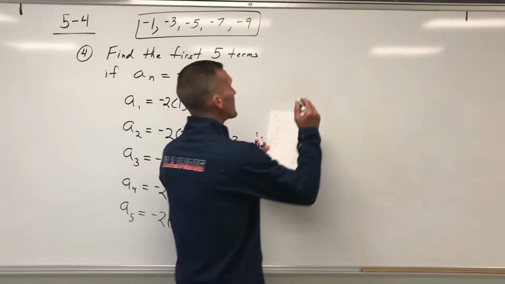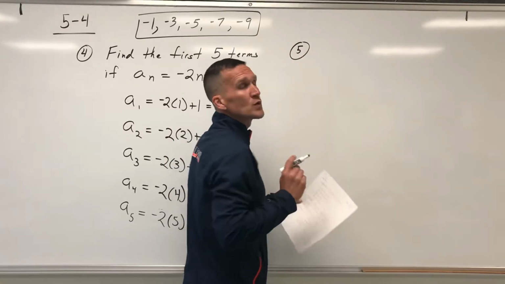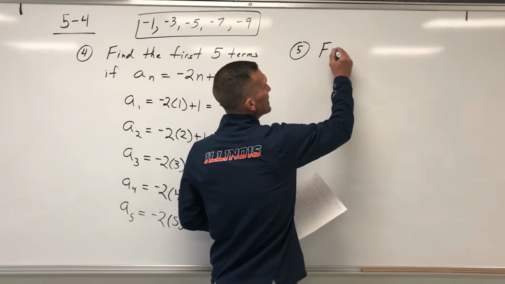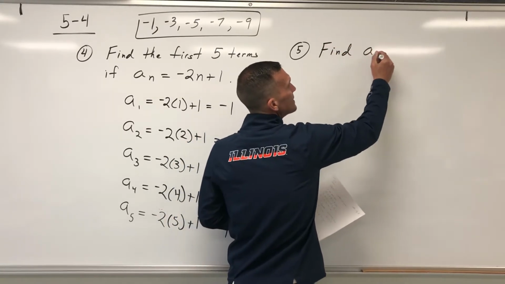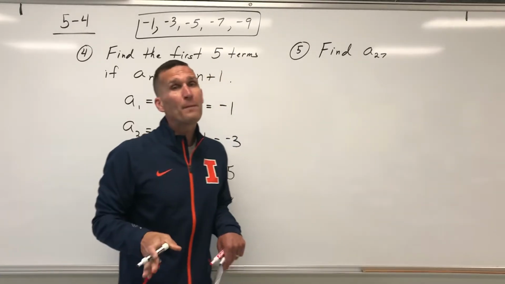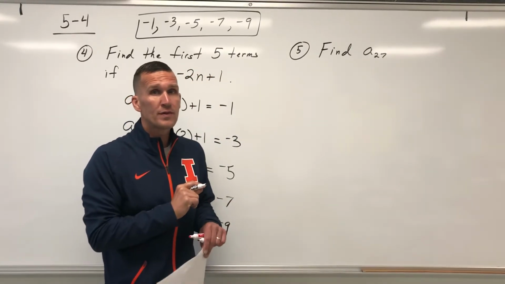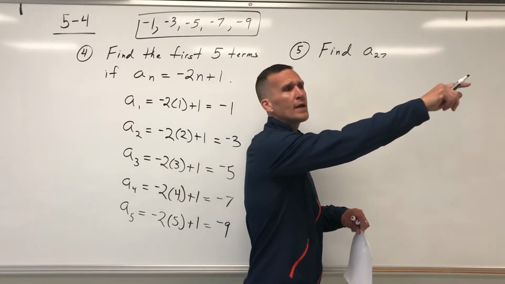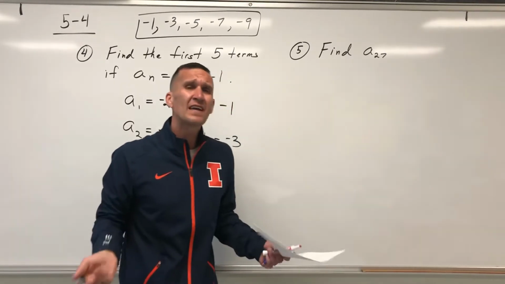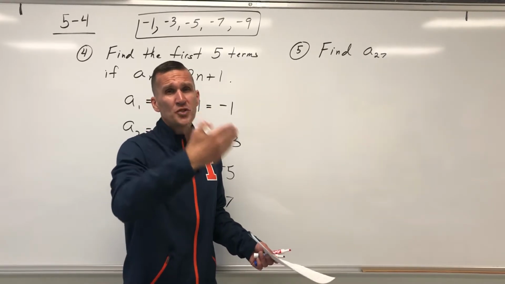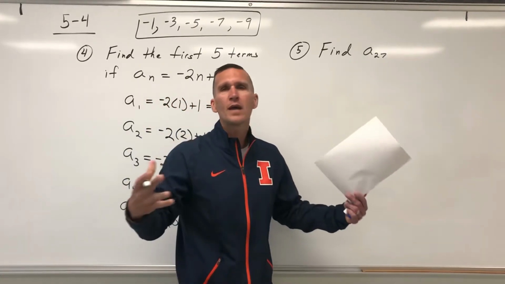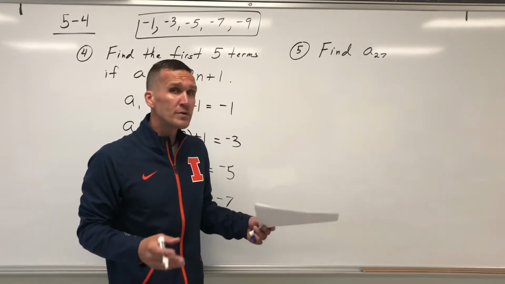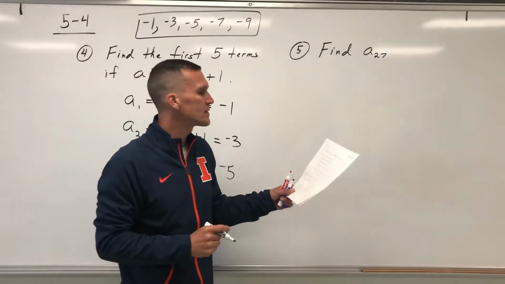Last example of the day, number 5. Here's why a rule or an equation is so important. If you want to find a sub 27, what that means is it's the 27th number in the sequence. So it'd be the first, second, third, fourth, fifth, all the way down the line to the 27th number. Even if I gave you a sequence, you wouldn't want to just keep finding numbers and finally go, yay, I got the 27th number. But if you have the rule, it's honestly pretty simple to find the 27th number in the sequence.